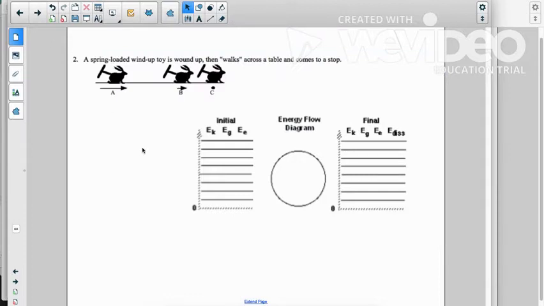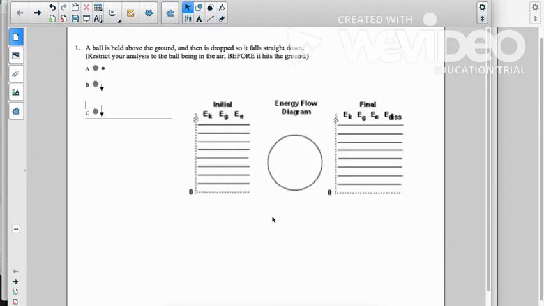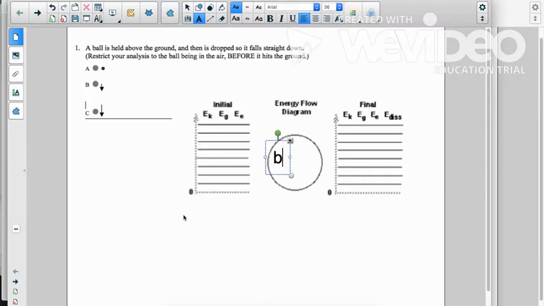So a typical problem looks something like this. Here's your flow diagram. You might not have them all listed on there. Inside the circle, that's where you're going to write what your system is. So here we have a ball dropping, so our system is the ball. Typically you're going to have to pick the spots if they don't tell you. So position A, position C over here. At A, it looks like it's not moving. It is height above the ground.